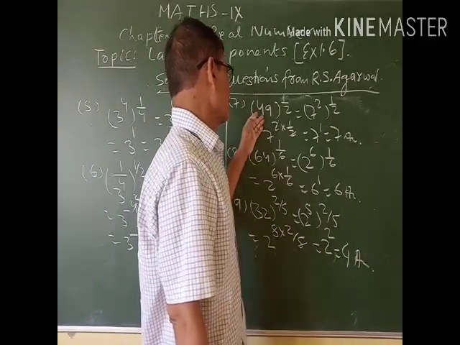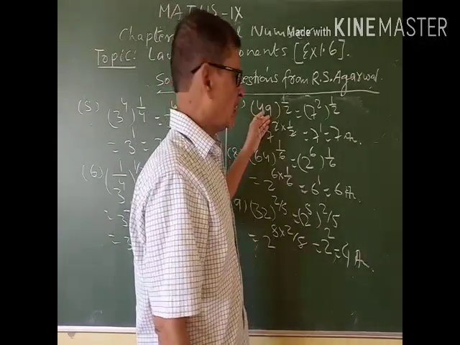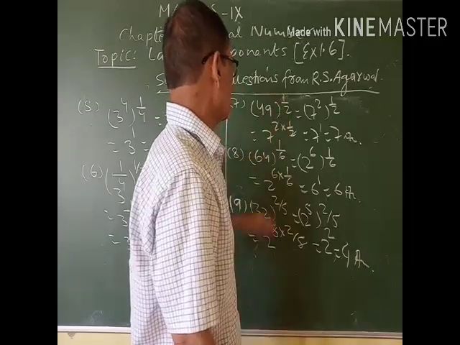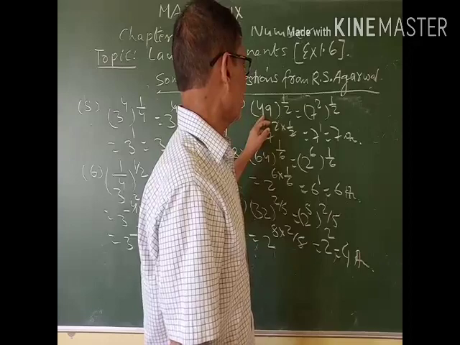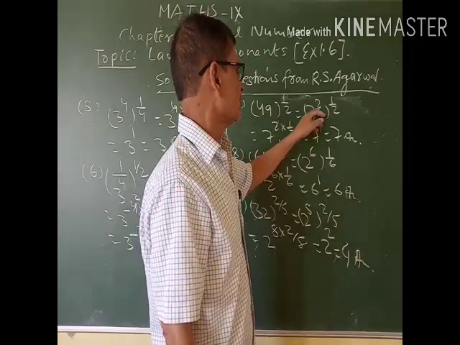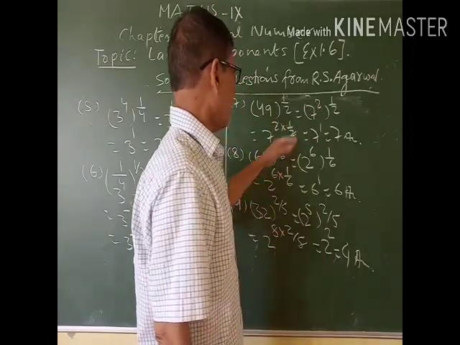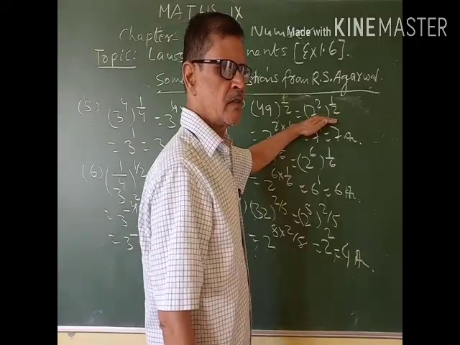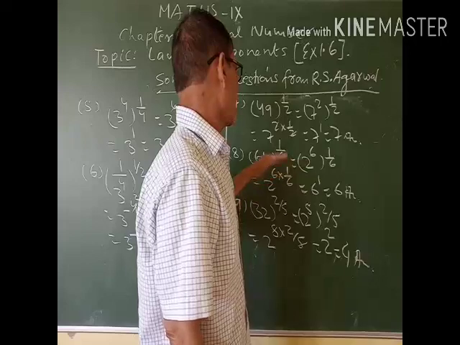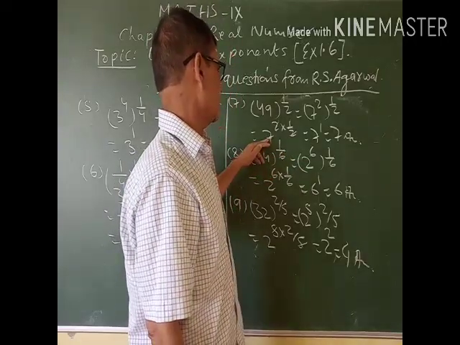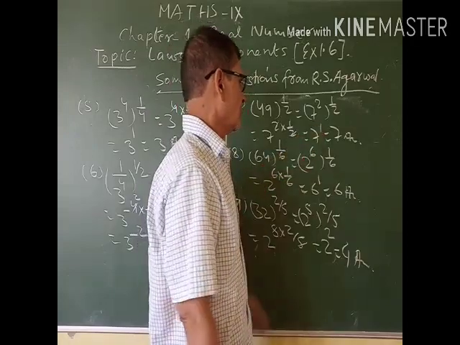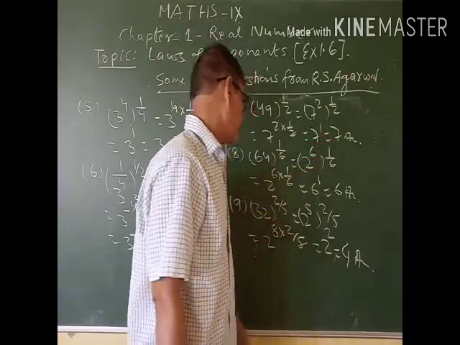Seventh question, you have to find out the values. 49 to the power 1 by 2. You can write 49 as 7 to the power square, and this can be solved on the basis of the exponent's law. So you can write here 7 to the power 2 into 1 by 2, 7 to the power 1, and this will be equal to 7.